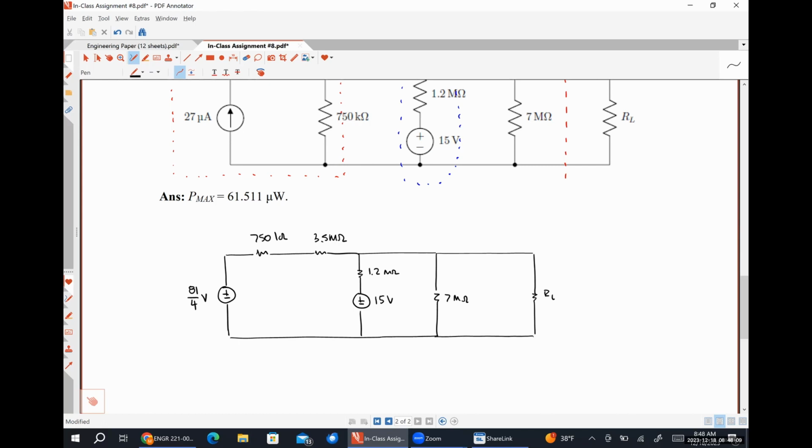So before we bother about our source transformation on the practical voltage source, let's observe here that we can now combine the 750 kiloohm resistor and the 3.5 megaohm resistor, right? So that source transformation actually wound up putting two resistors in series, which weren't before. So it allows us to do a resistor combination, right? So 750 kiloohms in series with 3.5 megaohms is going to look like 4.25 megaohms, right? 3.5 plus 0.75 is 4.25.